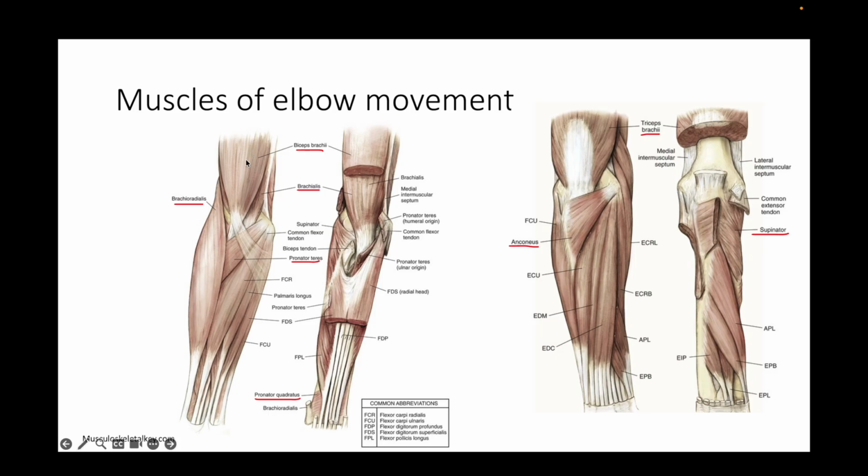Remember what I mentioned, the biceps brachii muscle is the most superficial anterior arm muscle, and then deep to that, you've got your brachialis muscle. At the wrist, you've got something called pronator quadratus.